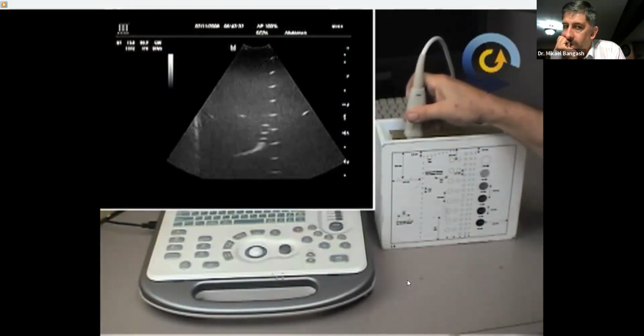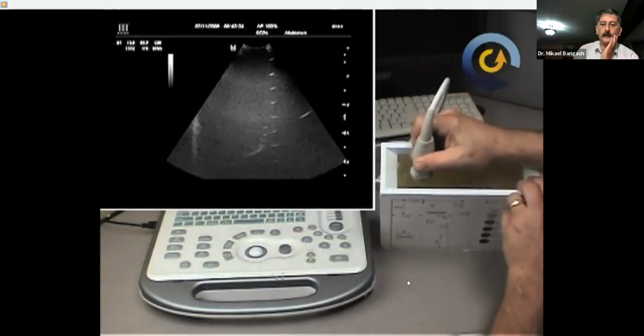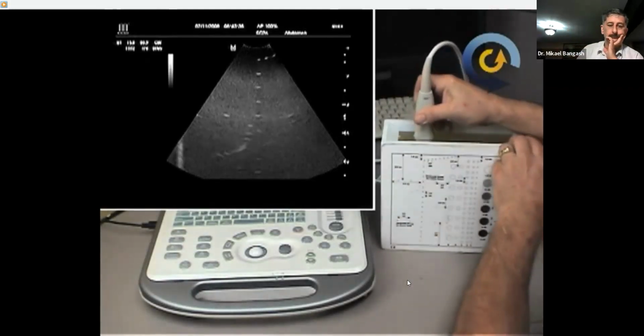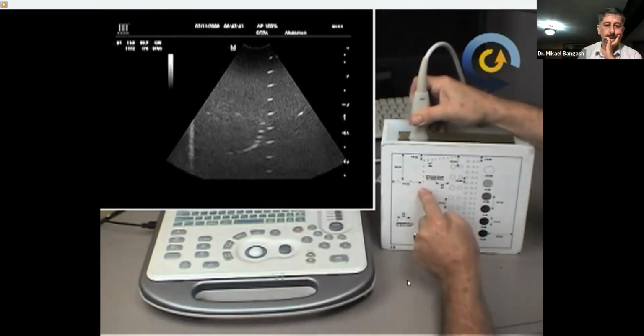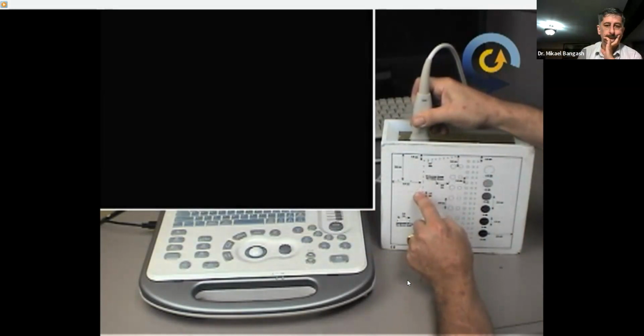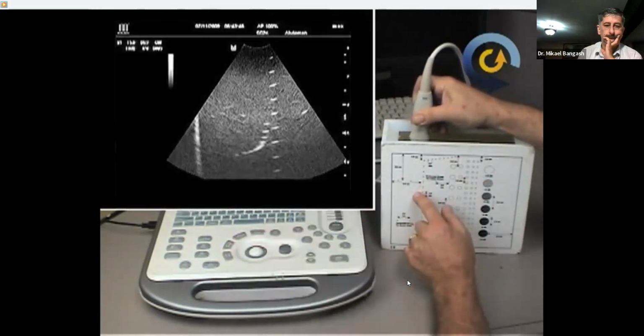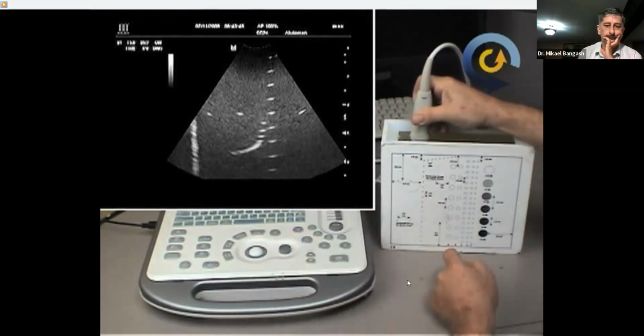Put the transducer on top of the phantom. Have it covered with gel to make good contact. And you'll see a representation on the monitor, very similar to what you're looking at here. You'll see that these are actually very small 1 millimeter pins or wires going across there.